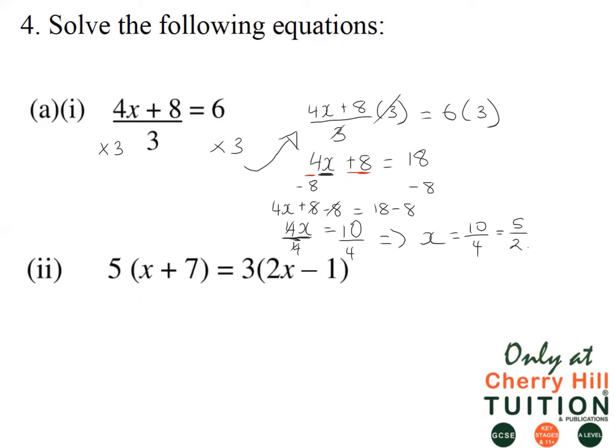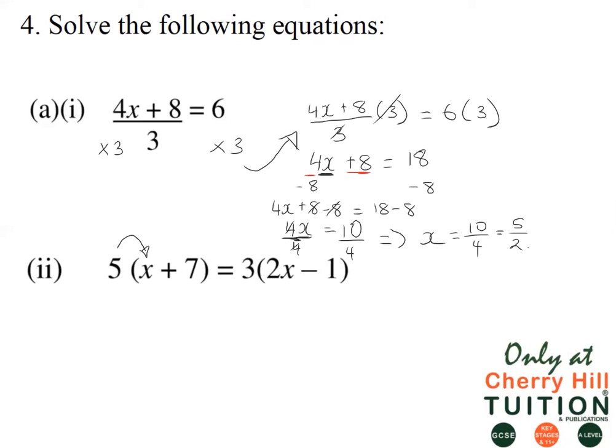Part II, we have 5(x + 7) is equal to 3(2x - 1). Now we need to try and solve for x. So let's start by expanding and simplifying and just getting rid of all the brackets.